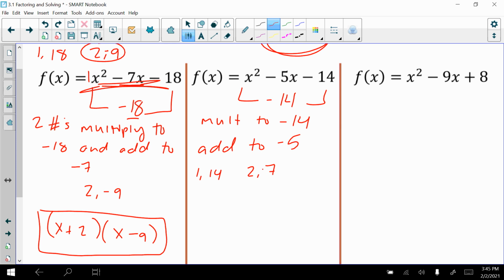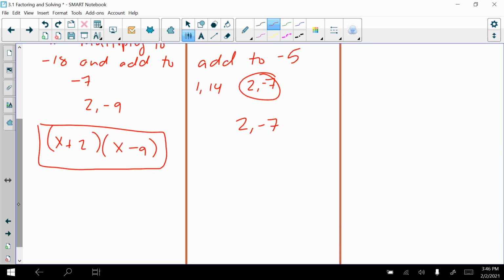Okay? So what if we did negative 7 and 2? Negative 7 times 2 is negative 14. Negative 7 plus 2 is negative 5. So that's going to work for me. So my two numbers are 2 and negative 7. So I'm going to rewrite my expression as two pieces. It's going to be x plus 2 and x minus 7. And this is where we end.